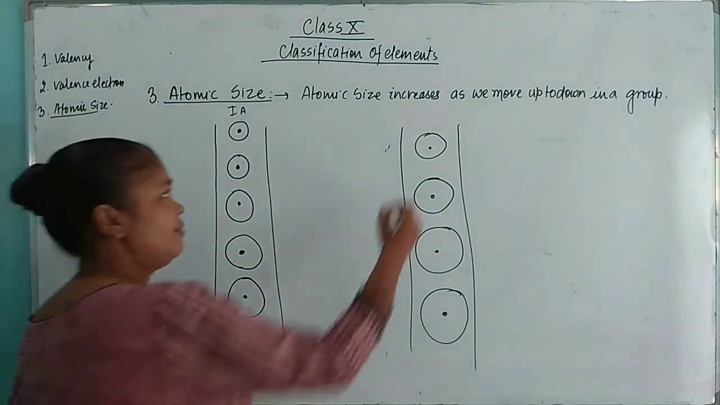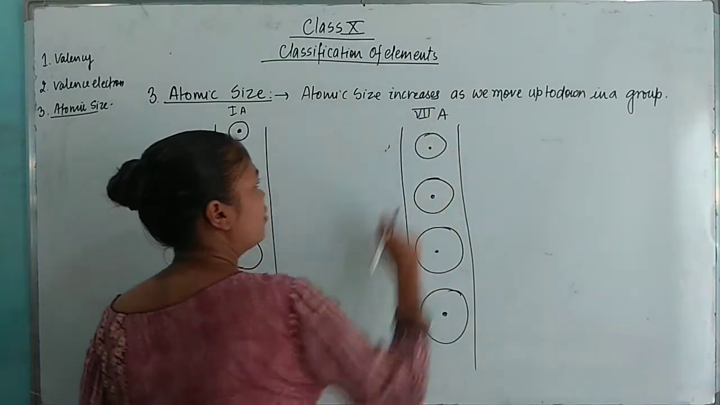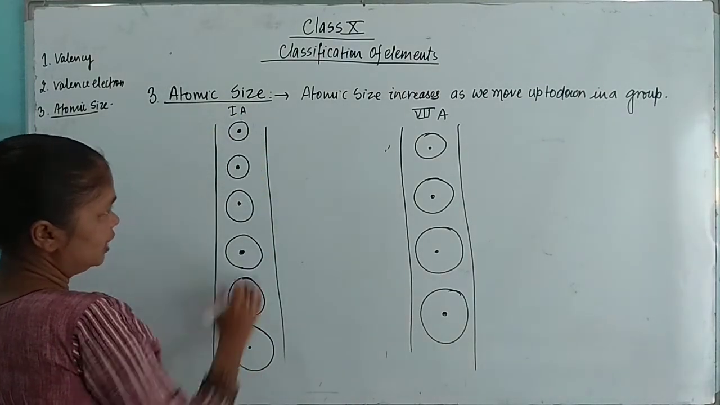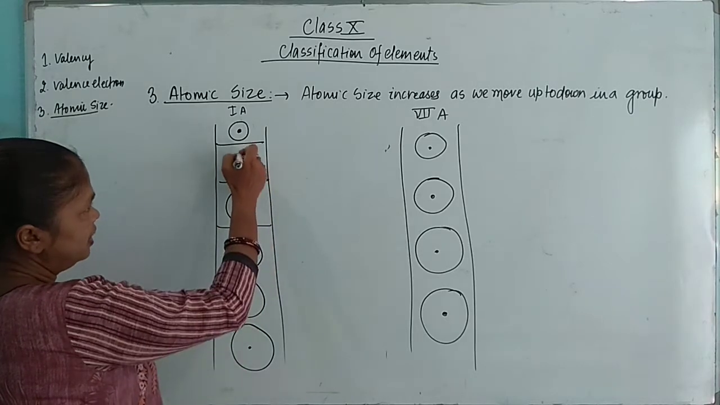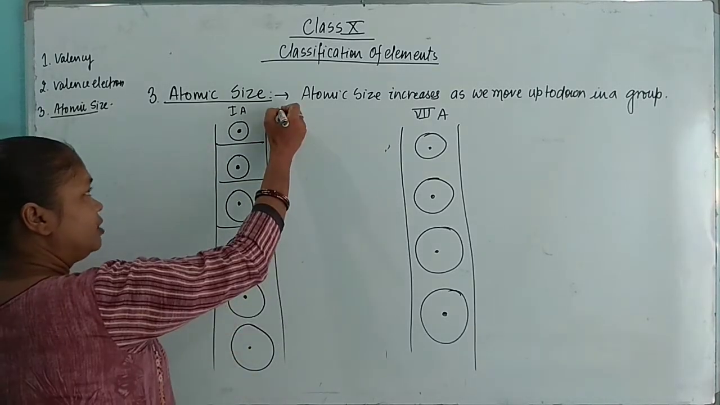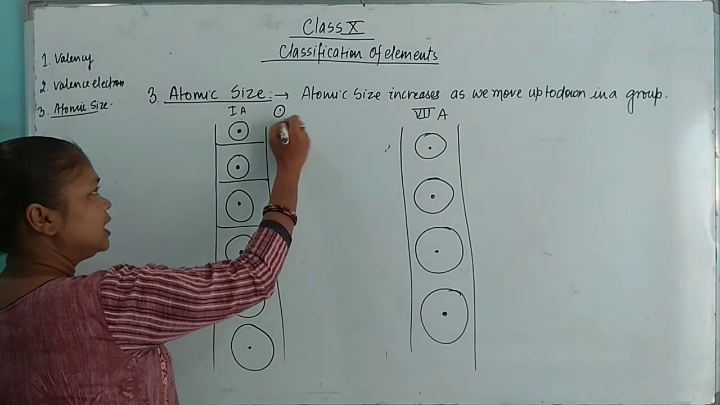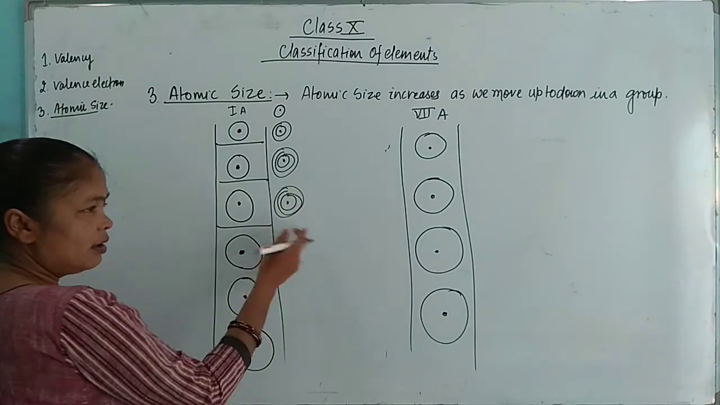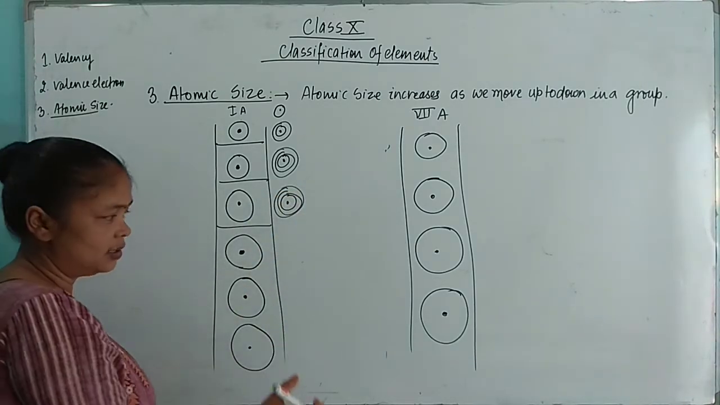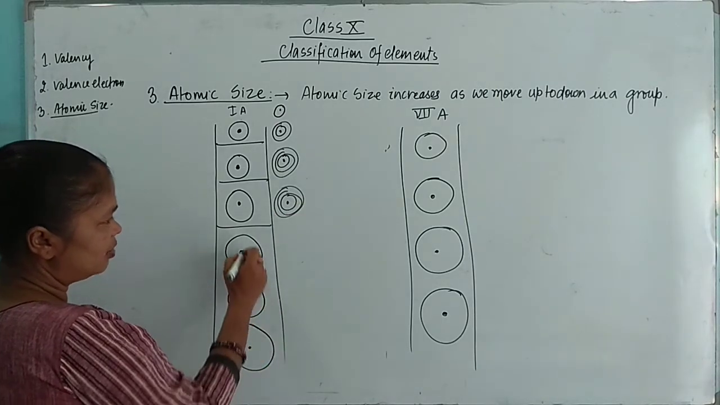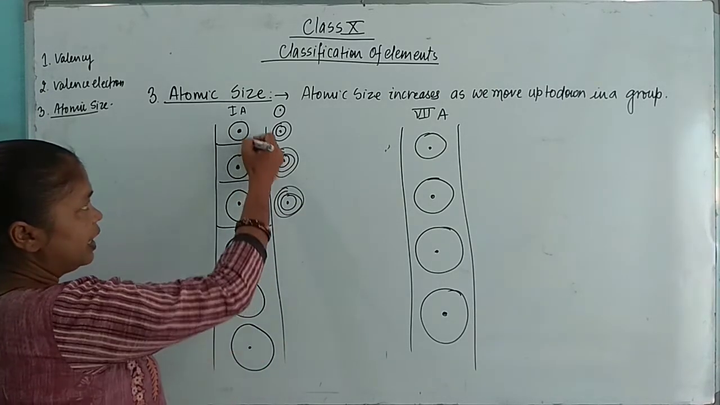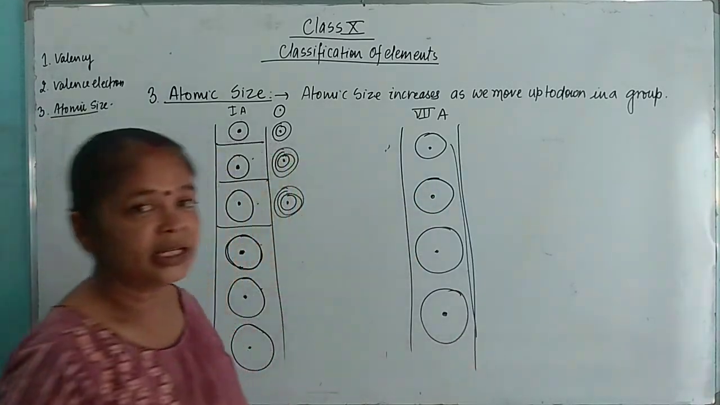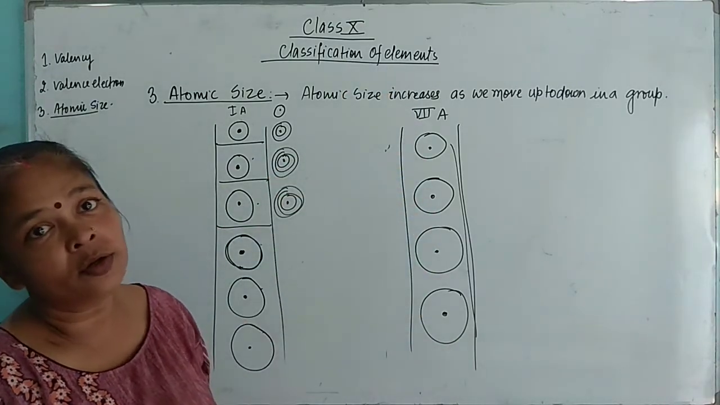Now here, when we move up to down in a group, what happens? The atomic size increases. As we are moving up to down in a group, one cell is increasing. Hydrogen has 1 cell only, lithium has 2 cells, sodium has 3 cells, and so on, 4 cells, 5, 6, 7 cells. So like this, the atomic size is increasing because in every period one cell is increasing. So the size of the atom increases as we move up to down in a group.